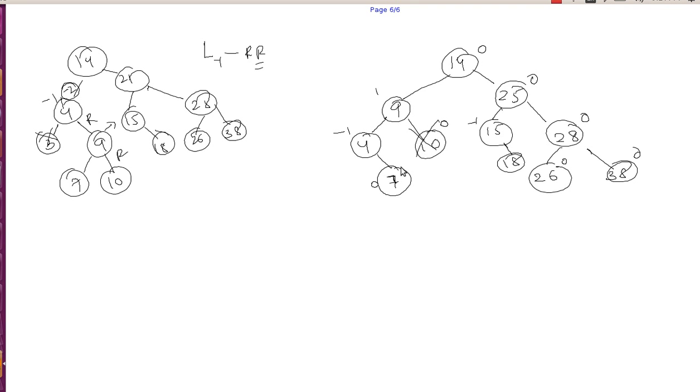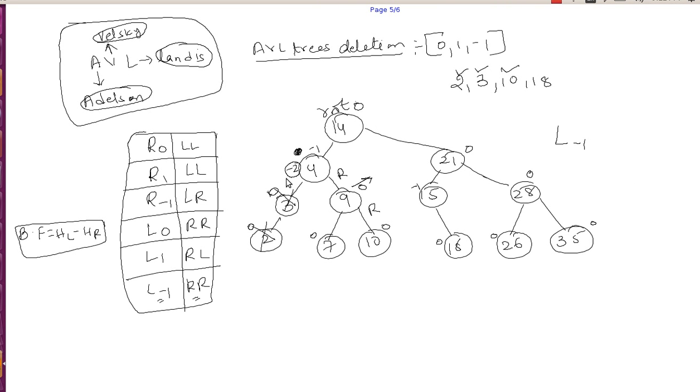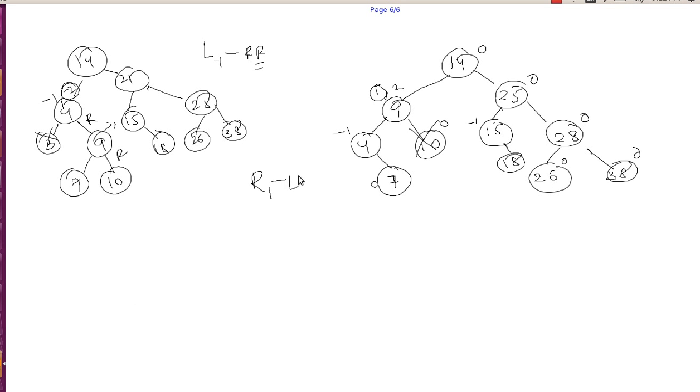So if you delete the element 10, what will be the balancing factor? Let us calculate. If you delete the 10, the balancing factor here will be 2 for you. Now let us calculate what type of rotation we have to apply. With respect to this node, the imbalance has occurred here. You are deleting an element on the right hand side. For this node, what was the previous balancing factor? R1. So what does R1 mean? R1 means LL rotation. So with respect to this node we have to apply LL rotation.